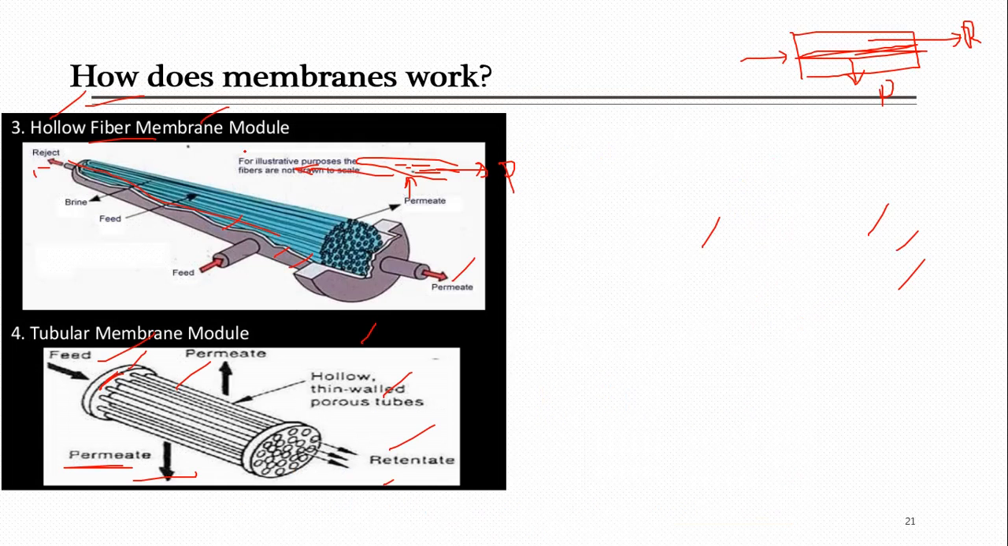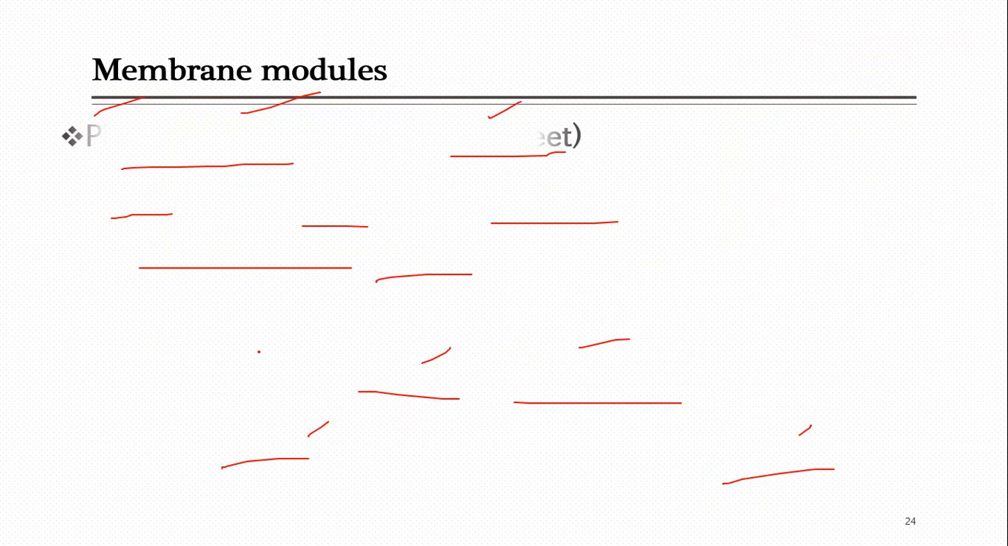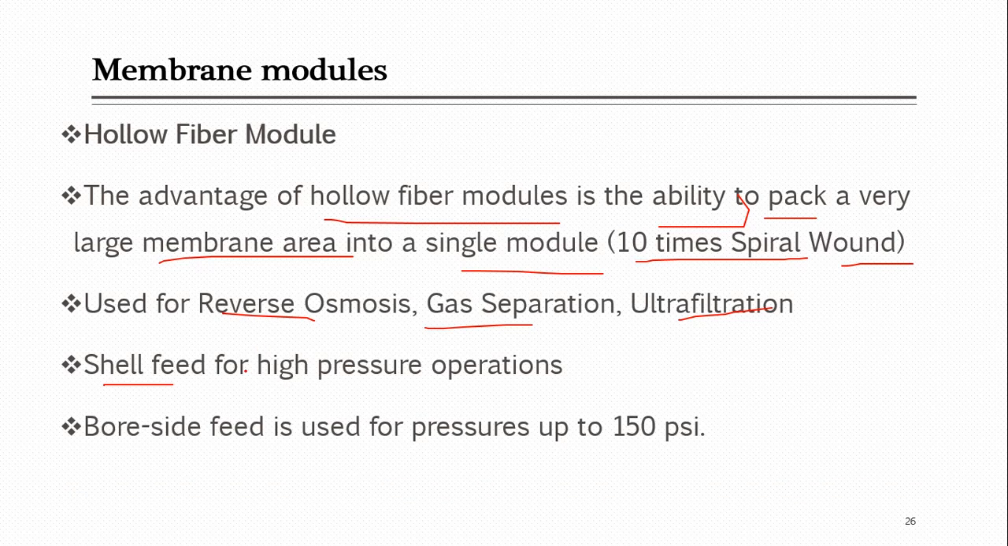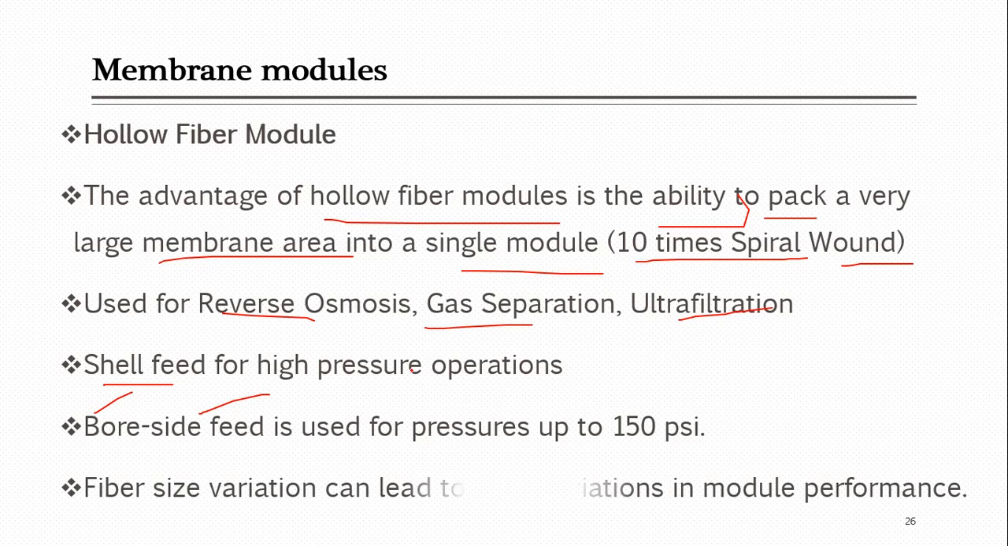Yeah, you can see that if pressure is very high, you can introduce feed from this shell side. As I told you, you can consider this hollow fiber and tubular membrane module just as a shell and tube heat exchanger. So in high pressure applications your feed enters from the shell side, while if pressure is low, like up to 150 psi, you pass your feed through the bore side or tube side.